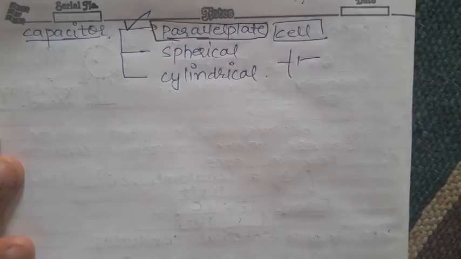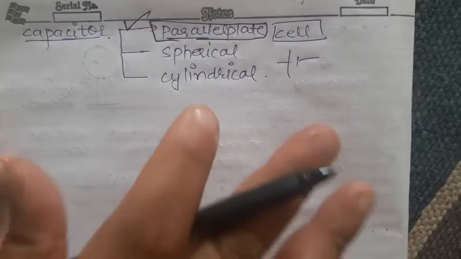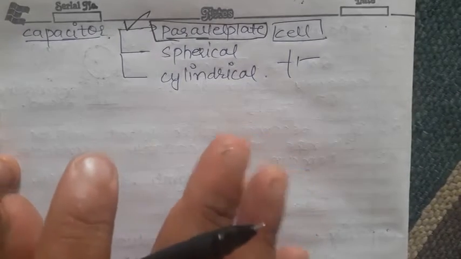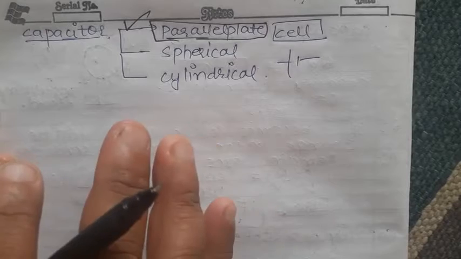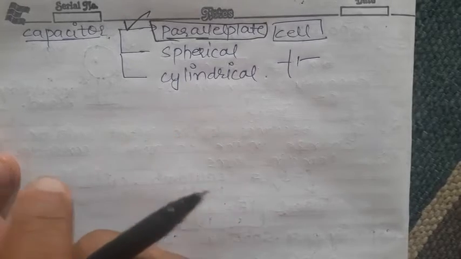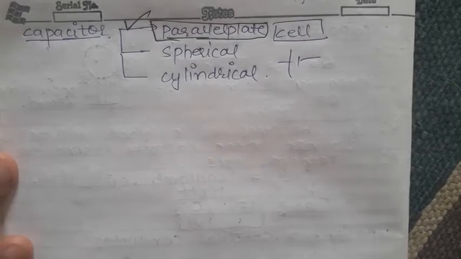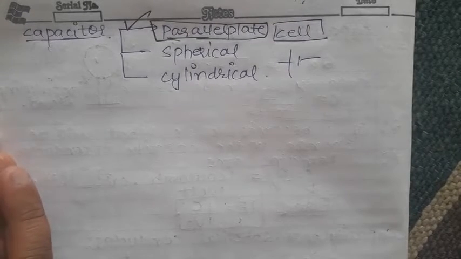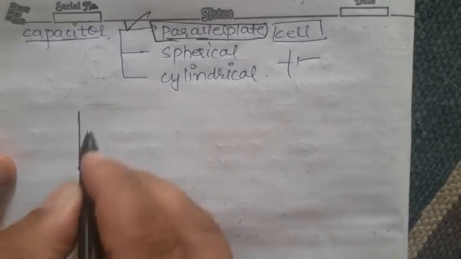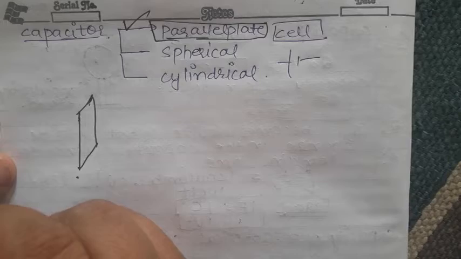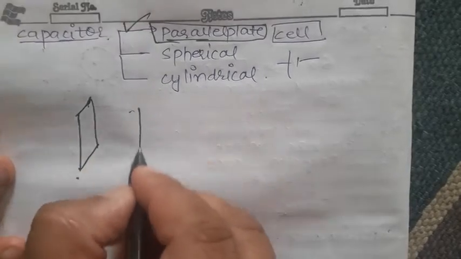Parallel plate capacitor. Before discussing further what is a parallel plate capacitor, let us first try to understand the principle of capacitor. A capacitor is basically an arrangement of two conductors separated by an insulating medium, and that medium is used to store the electric charge and energy. What is a capacitor? It is basically two conducting sheets separated by some medium.